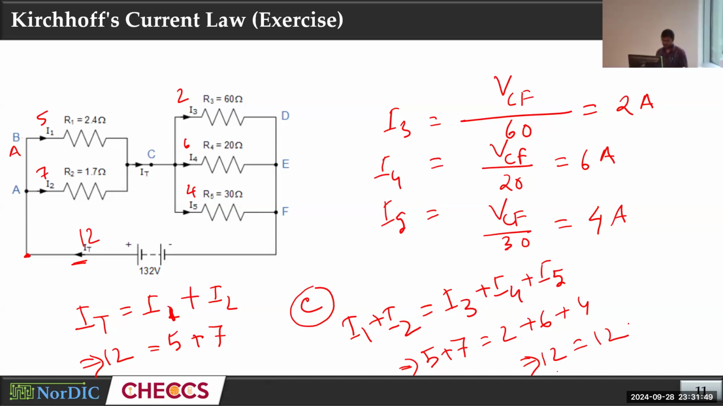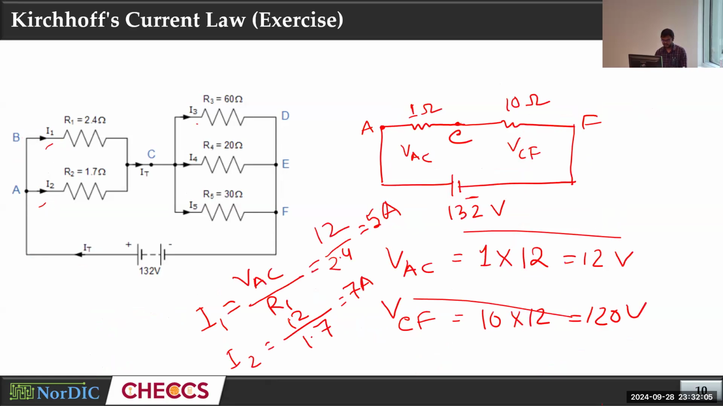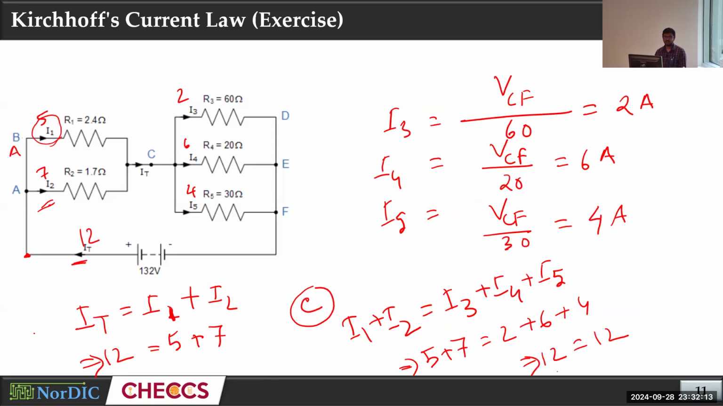So if you are lazy, if you don't want to calculate all the currents, and you have only one unknown, right here, if you can only calculate I1, then you can just do KCL and you can calculate I2 without using this VS by R2 formula, because IT equals I1 plus I2. If you have IT and I1, I2 is just IT minus I1, because KCL is always true.